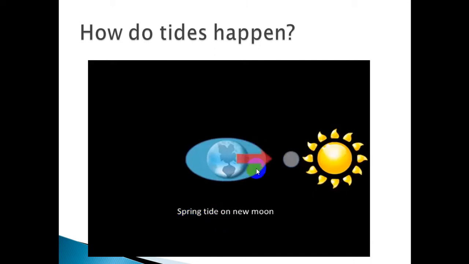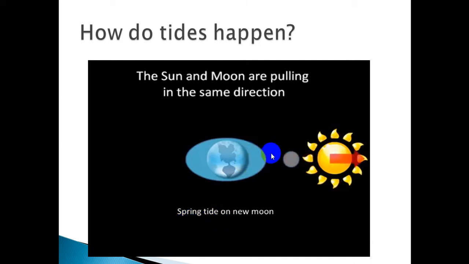And this is the very high tide here in this area. People that live here in this area will have very high tide. But people who live here on the North Pole and the South Pole will have low tide. Okay, this is called spring tide.